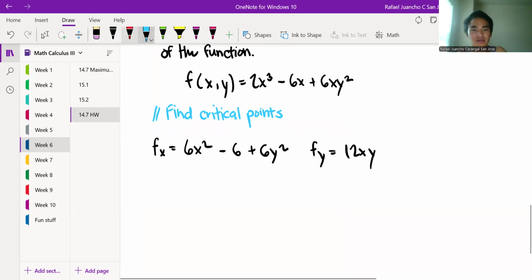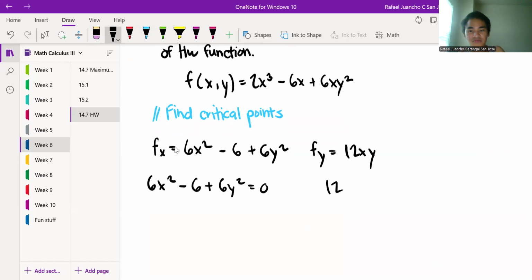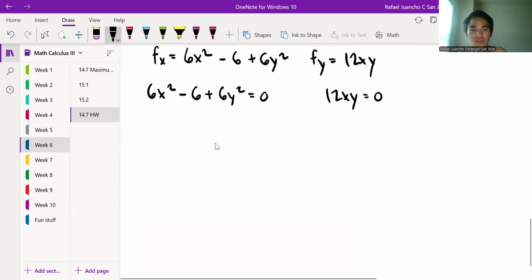And then from there, let me continue. So what are my critical points here? I basically equate them all to 0, right? Notice here, I can divide the 12. I get this instead. These are 2. Okay.